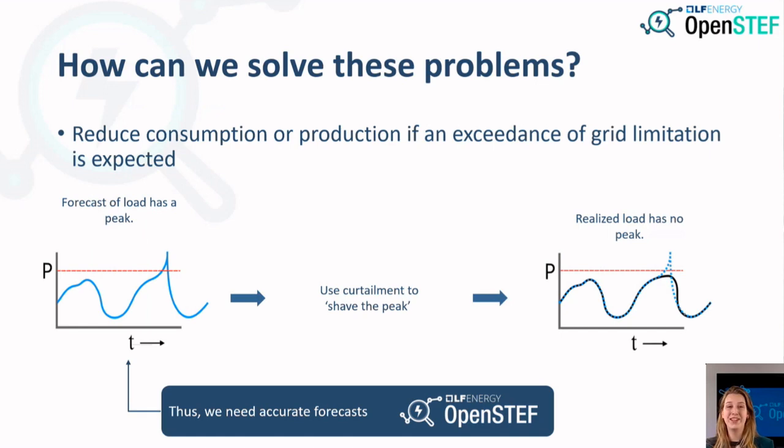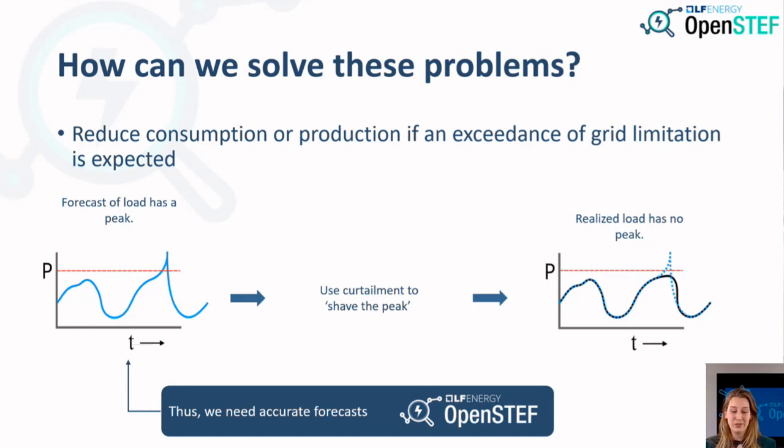Of course, we think in solutions and not in problems. One way to solve this is to reduce your consumption or production if we expect an exceedance of the grid limitation. An example of this is on your left. The blue line is your forecast.